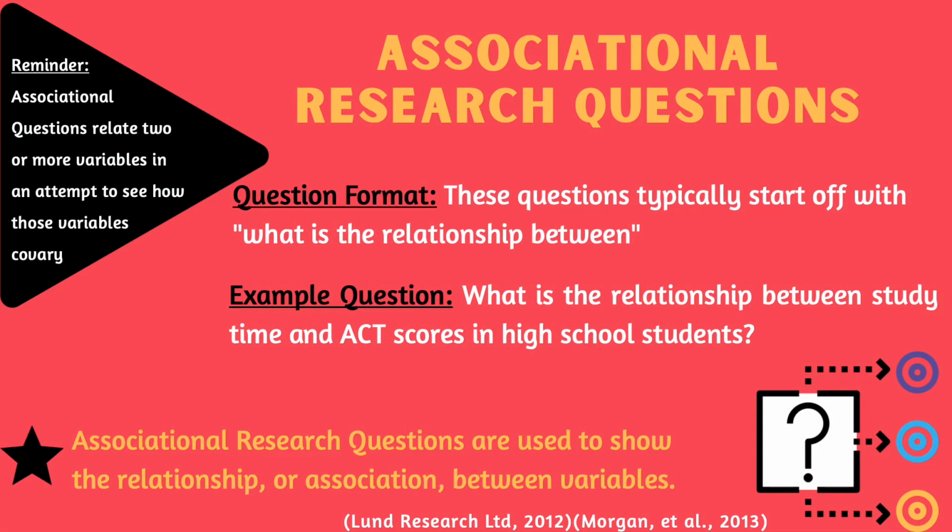The second type of research question is an associational research question. These questions typically start off with, what is the relationship between? For example, what is the relationship between study time and ACT scores in high school students? Associational research questions are used to show the relationship or the association between variables.